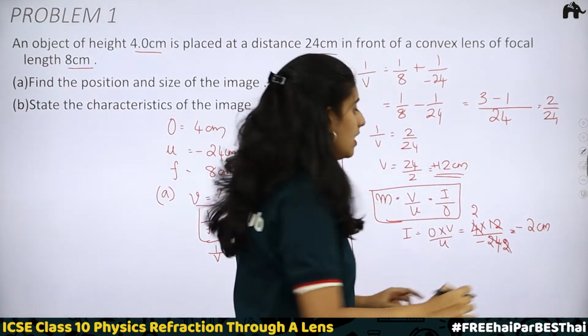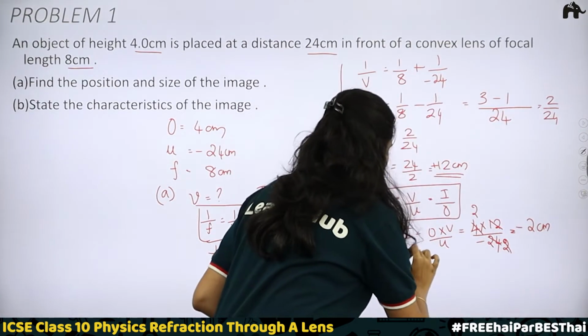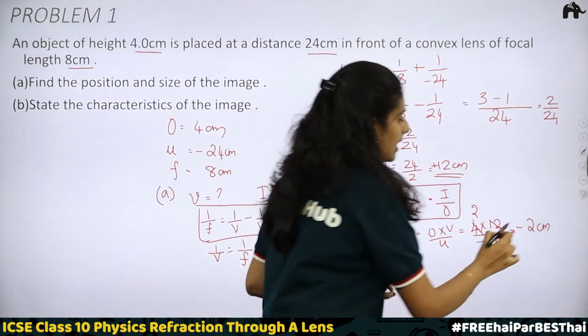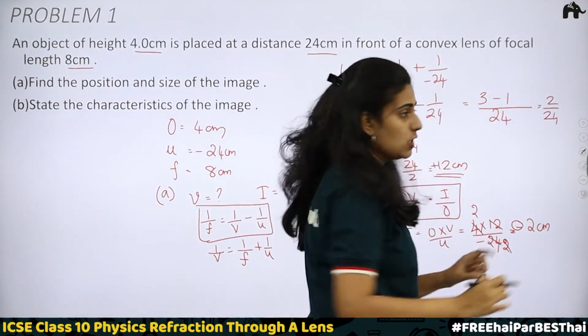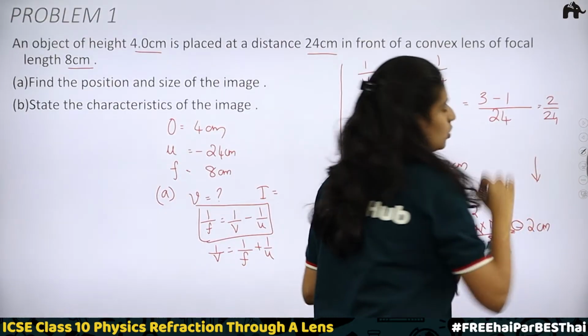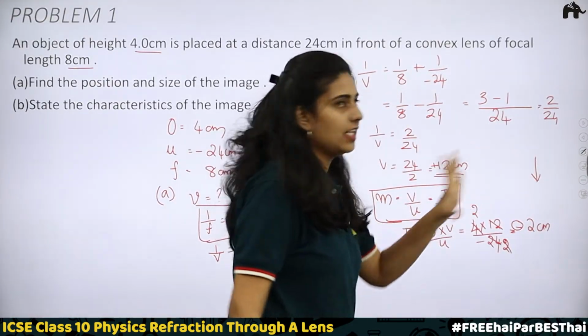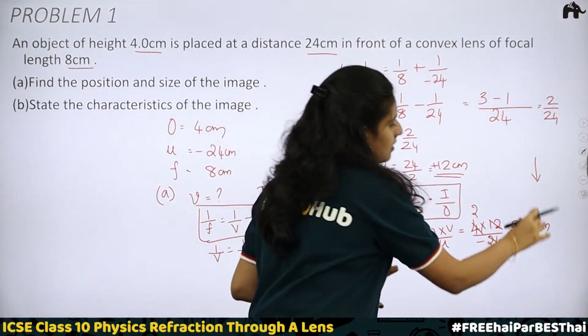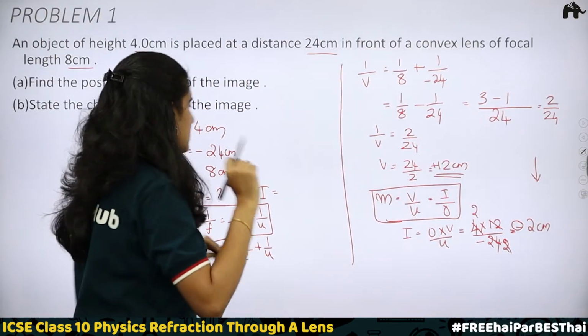What does this mean? 2 centimeter is the height of the image. Okay. Negative sign shows that the image formed will be an inverted image. Okay. An inverted image will be formed below the principal axis.